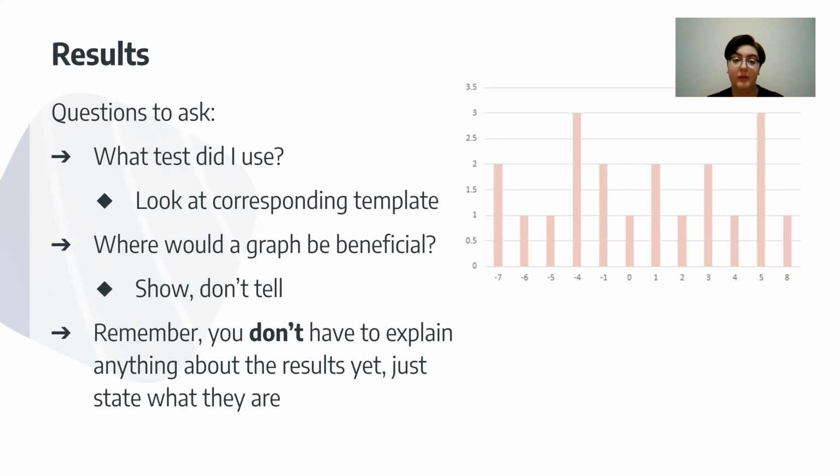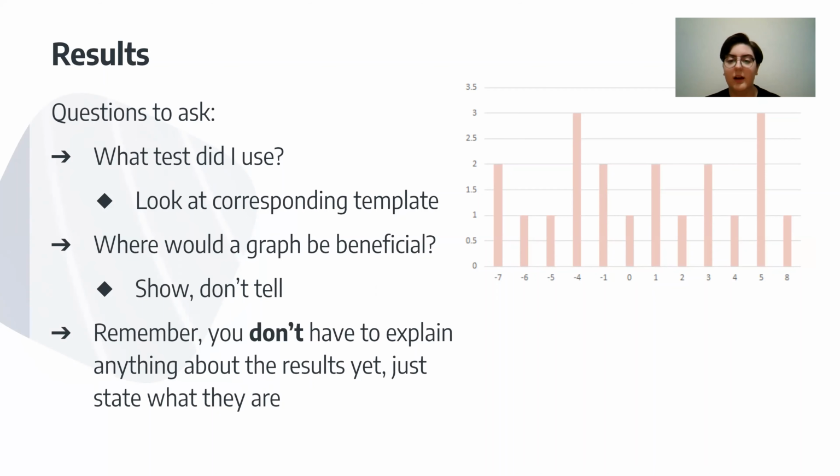Now, if you need a graph, ask yourself, where would a graph be beneficial? And my tip for this is to show, don't tell. So if there are any sections where you think, this is going to take a really long time to explain, but it is interesting to look at, just put a graph in if it's going to make it a lot easier. That way you don't have to waste an entire paragraph or waste 20 minutes trying to explain something that could just be shown in a graph.